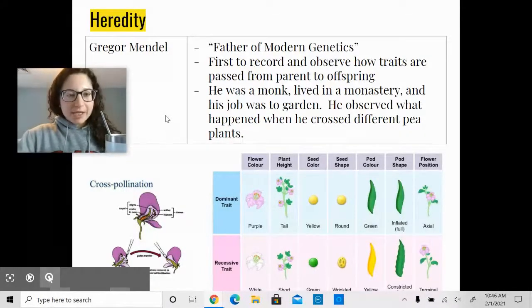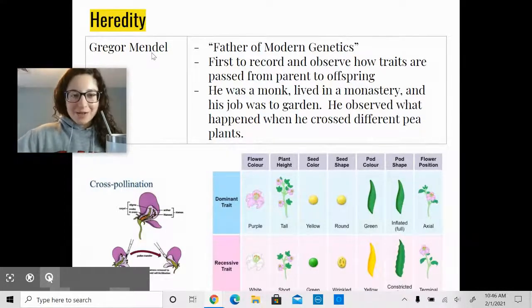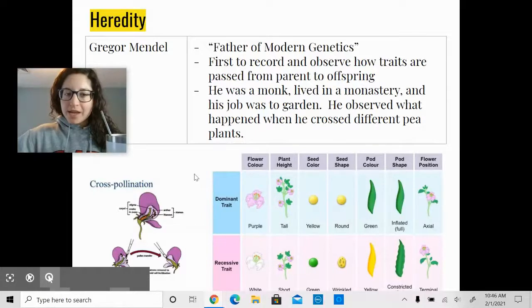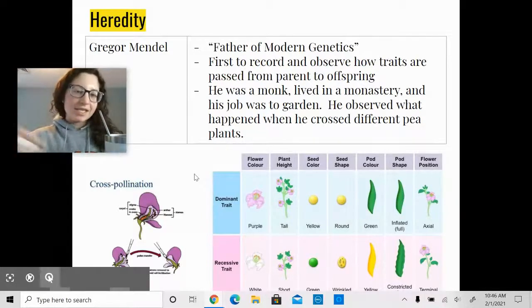And so Gregor Mendel, like I said, he lived at this monastery as a monk, and his job was to work in the garden. And so because of this, it actually led him to becoming what we call the father of modern genetics. So we give this guy credit for figuring out basically all of what we're about to learn in this unit. But his thing was he was able to record and observe. So not only did he see this, he wrote it down.